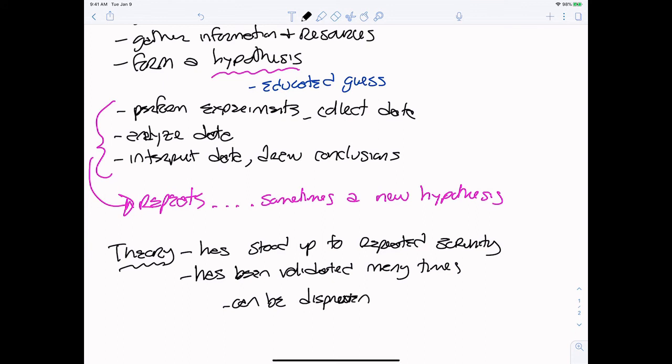Sorry, that says disproven. I've tried twice. We'll give up on the third time. Oh, I can't give up on you guys. Sorry. Can be disproven. Strengthened.